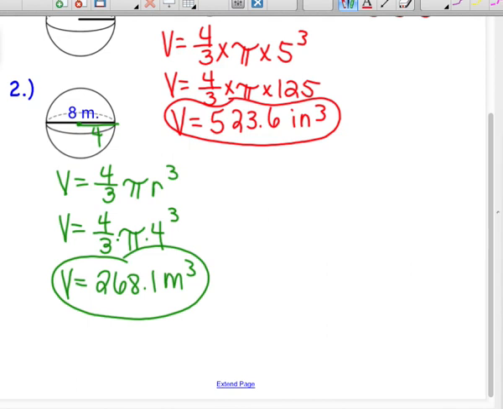It's really a rather simple formula. It's all calculator work, but you have to be careful when you're entering your values in the calculator that you don't make any mistakes. Don't accidentally enter 1/3 instead of 4/3, and don't accidentally do the radius squared, because it's really supposed to be radius cubed.